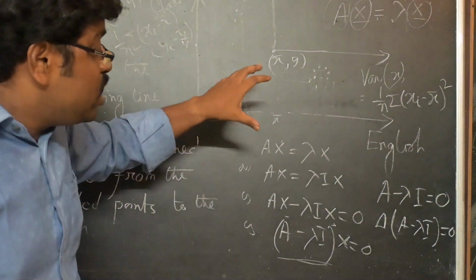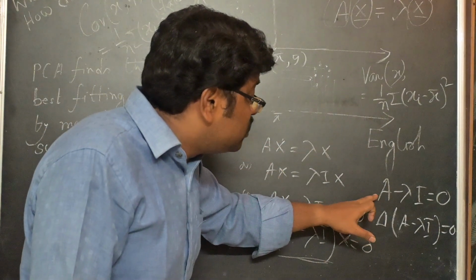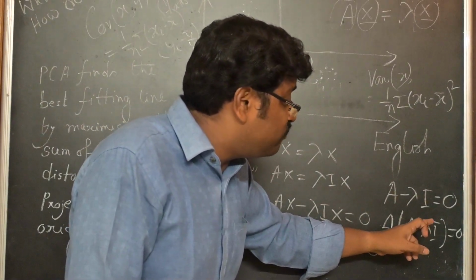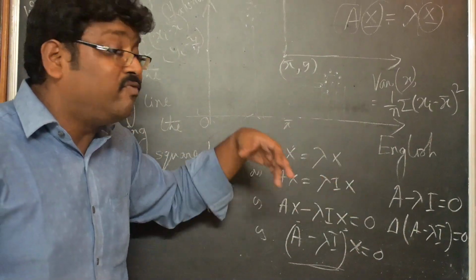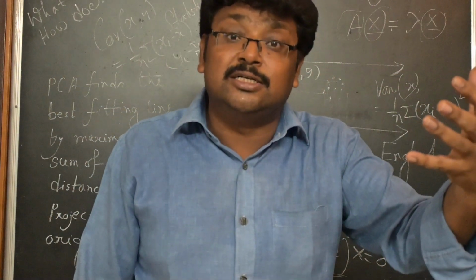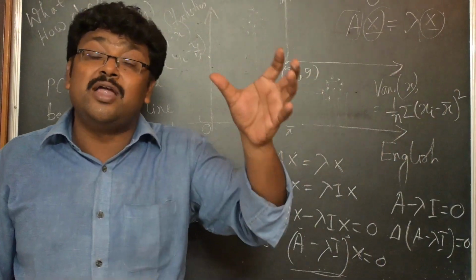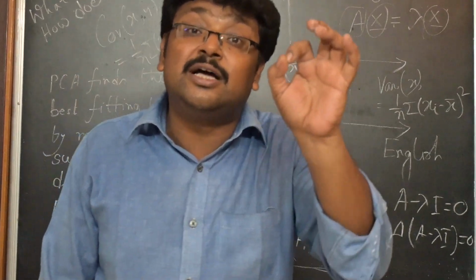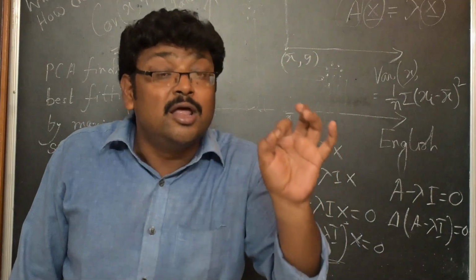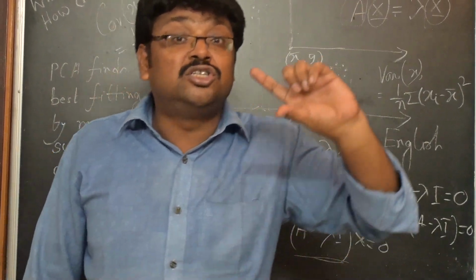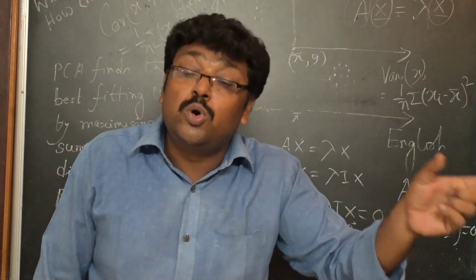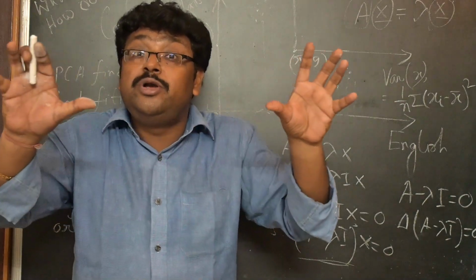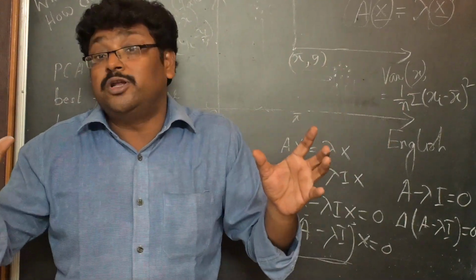So in this way, you can find the value of A, and by using the value of A, you can find the value of lambda, and by using lambda and normalizing, you can find the value of E. For lambda 1 this is E1, the first principal component, and for lambda 2 you have E2, the second principal component. So this is the theoretical understanding of principal component analysis.